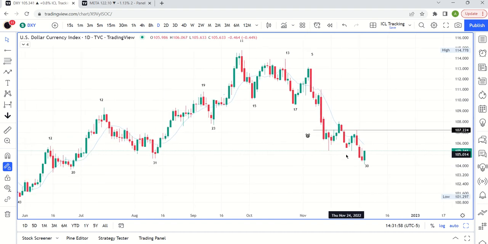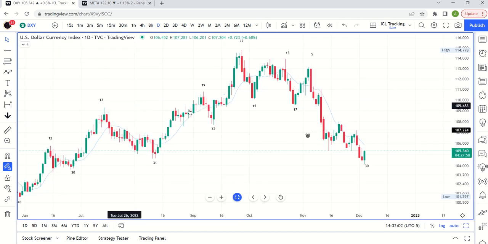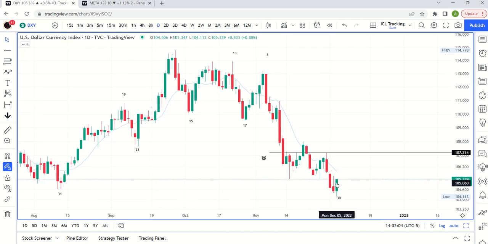And I tweeted about this. If you're not following, definitely take a look at the link in the description. We may be getting our daily cycle low today. Now notice this was a little feeble attempt. This was another feeble attempt. This is most likely going to be feeble as well. It's just a question of how long will it last, right?